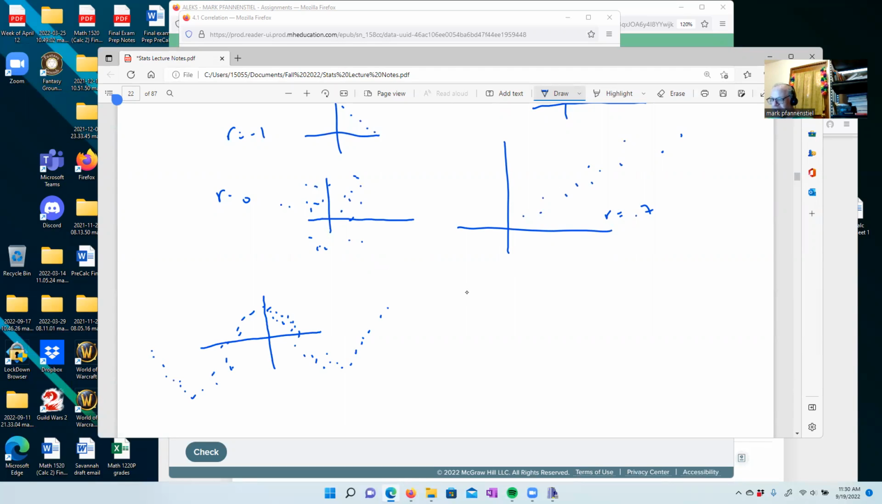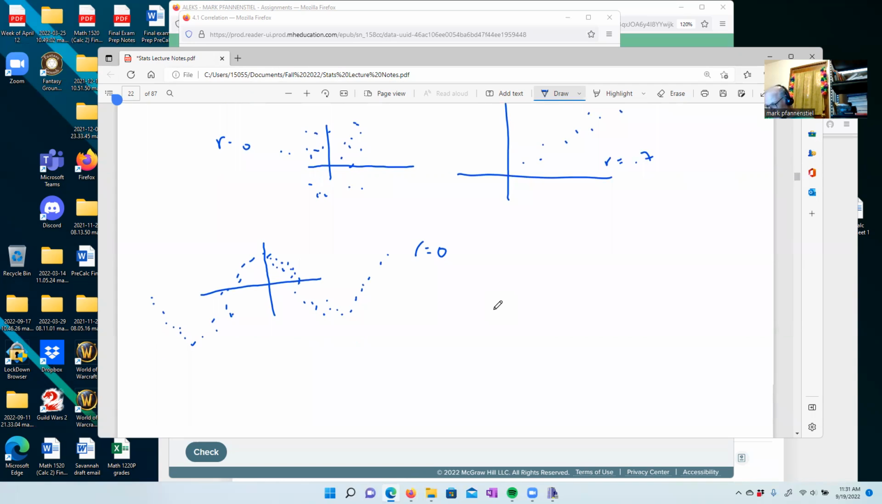Is it a linear pattern? No, it is not. So in this case, my correlation is 0, but I wouldn't say there's no relationship between the two variables. There's clearly a pattern here. It's just not a linear pattern. So be very careful about when you have correlation versus, and you're talking about different kinds of data.